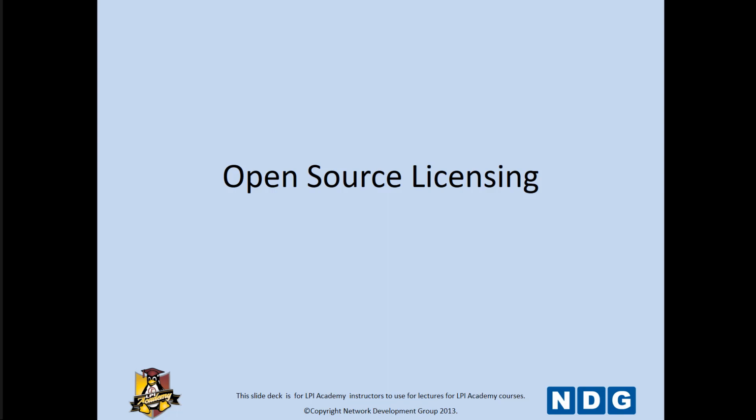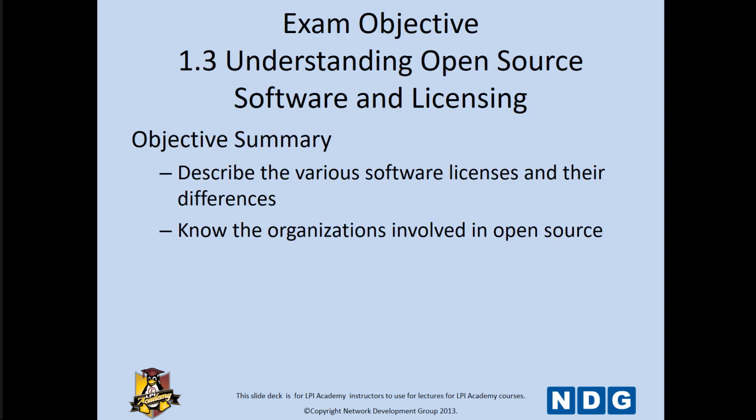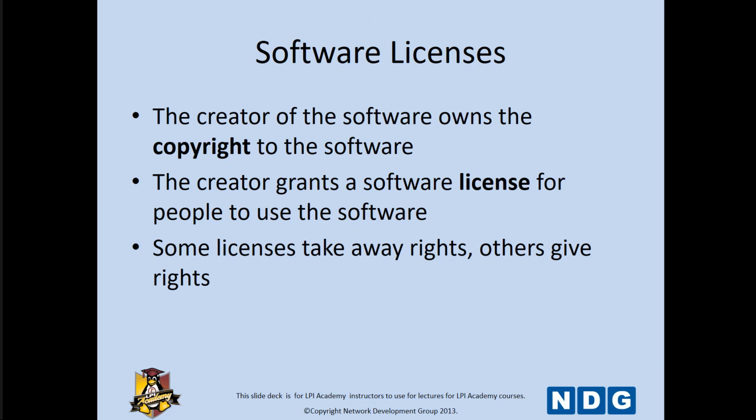So moving on, we have open source licensing. 1.3 deals with understanding open source software and licensing. The main objective is to describe the various software licenses and their differences, and know the organizations involved in open source and what that means. Software licensing: the creator of the software owns the copyright to that software. The creator grants a software license for people to use the software. In Windows, Microsoft owns the license. You have the right to use their software when you buy a license.